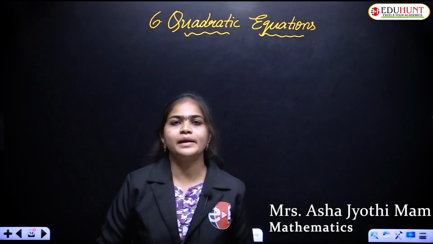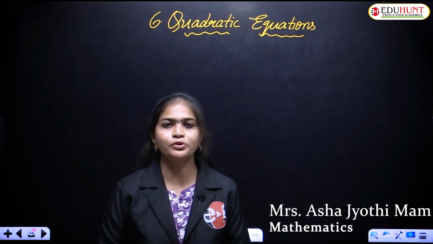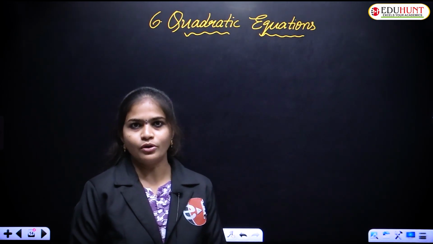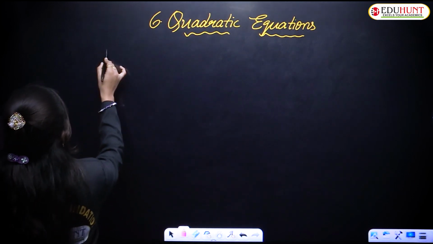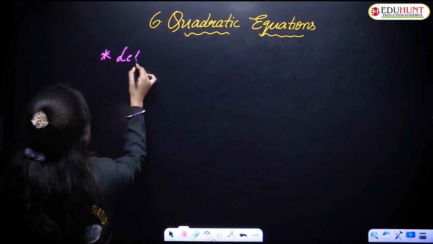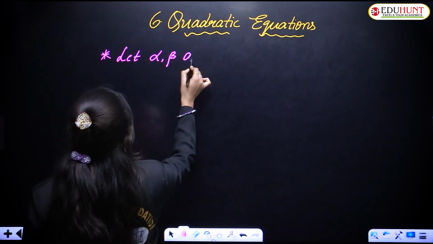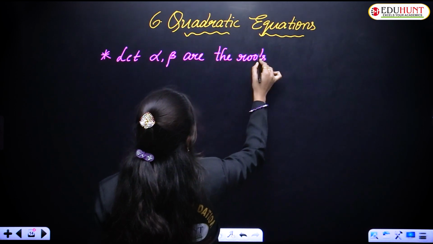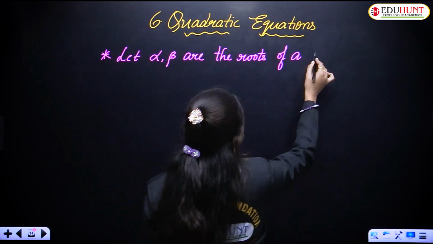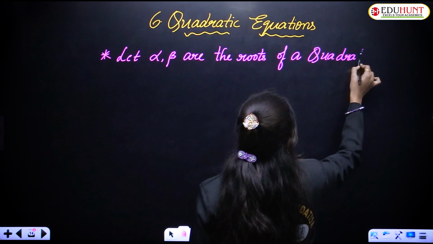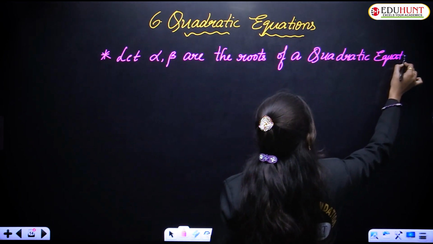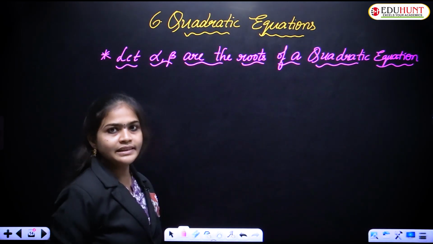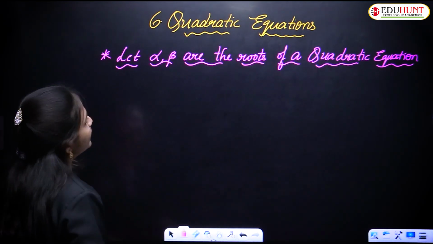So, hi children, in the previous video we learned the 4 different methods, right? Now in this video we are going to discuss roots. Let alpha comma beta be the roots of a quadratic equation.